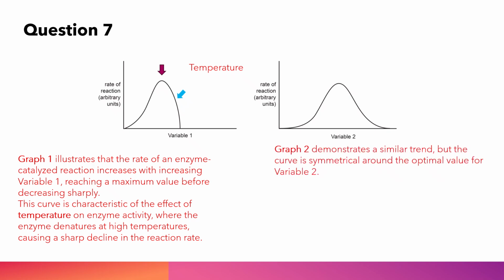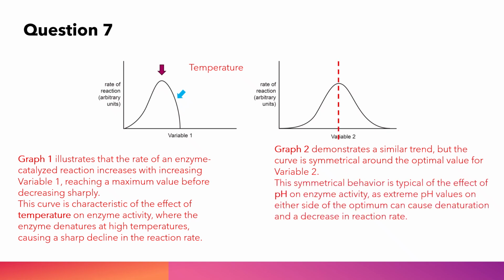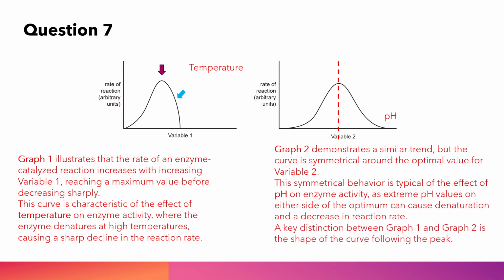Graph 2 demonstrates a similar trend, but the curve is symmetrical around the optimal value for variable 2. This symmetrical behavior is typical of the effect of pH on enzyme activity, as extreme pH values on either side of the optimum can cause denaturation and a decrease in reaction rate. A key distinction between graph 1 and graph 2 is the shape of the curve following the peak.